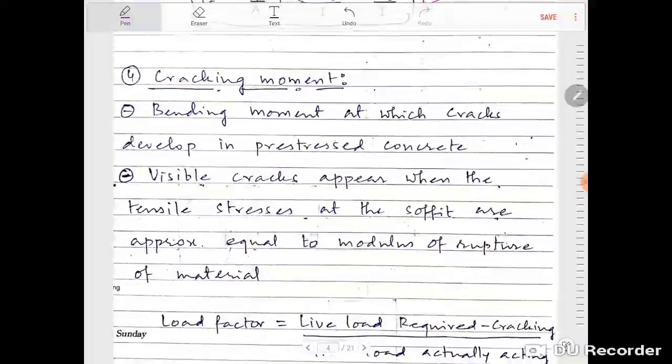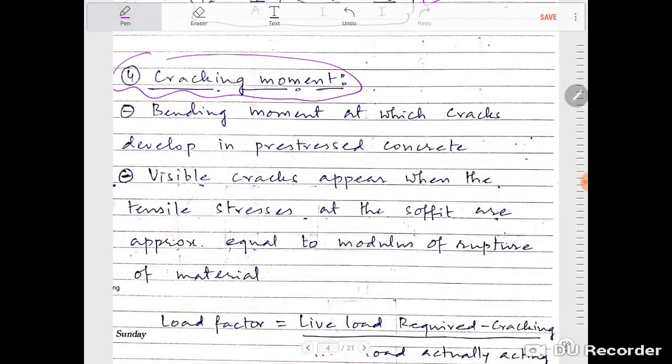Let us now understand what is cracking moment. Okay, so this is a new concept, cracking moment. So, bending moment at which cracks develop in the pre-stressed concrete. So this is the bending moment due to what? This is the bending moment due to basically externally applied live loads. Okay, usually you take live loads and externally applied moments, then only we define cracking moment.